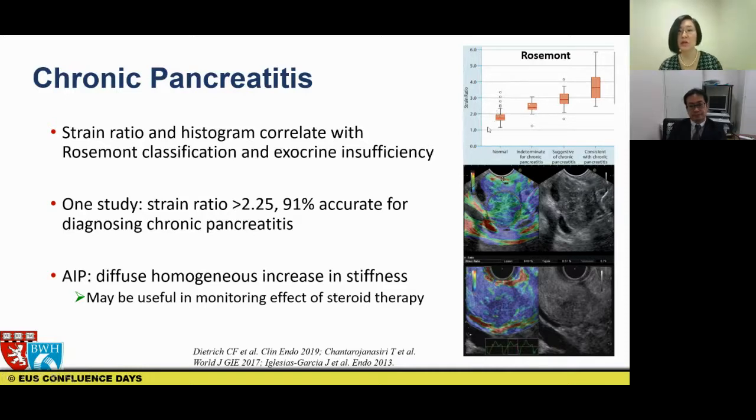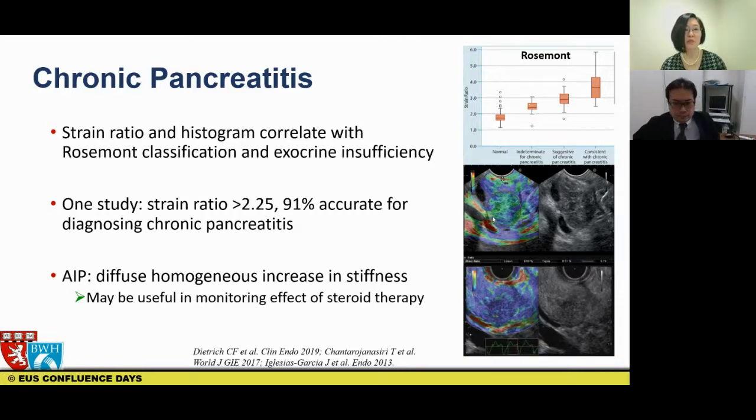And you can see that going from normal on the left to consistent with chronic pancreatitis on the far right, the strain ratio marches up there. One study suggested that a strain ratio over 2.25 was 91% accurate for diagnosing chronic pancreatitis. And when you look at the middle EUS image, on B mode, you might think that this is a cancer. However, when you do the elastography, it's heterogeneous, mainly green appearing with some blue, so more consistent with chronic pancreatitis.